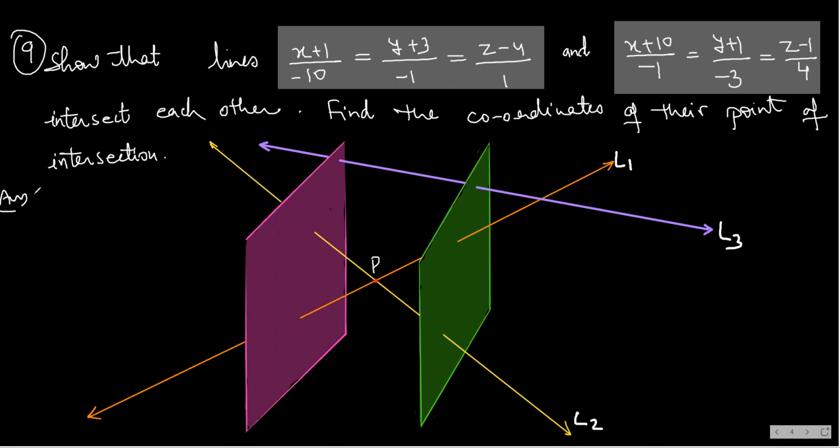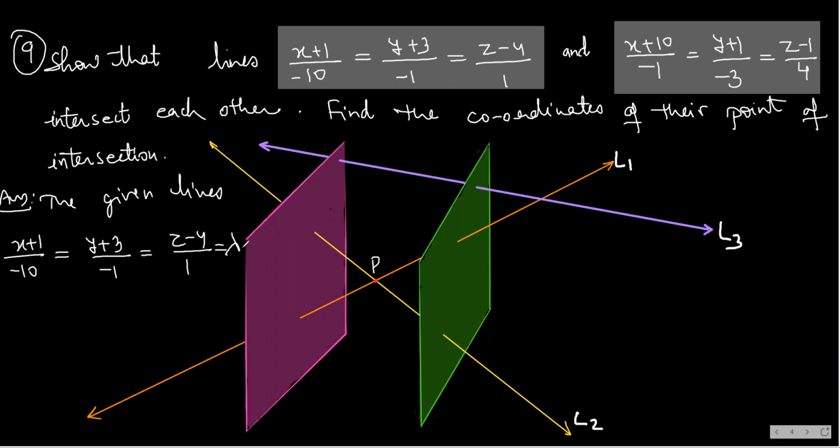So here I write my answer. The given lines are (x plus 1) over minus 10 equals (y plus 3) over minus 1 equals (z minus 4) over 1 equals lambda. I take this as lambda. They all are equal and they are equal to lambda. What is lambda? Lambda is a parameter. They all are equal, so it has to be equal to one real number. So here I write where lambda belongs to R. Lambda is a parameter. So this is one line.